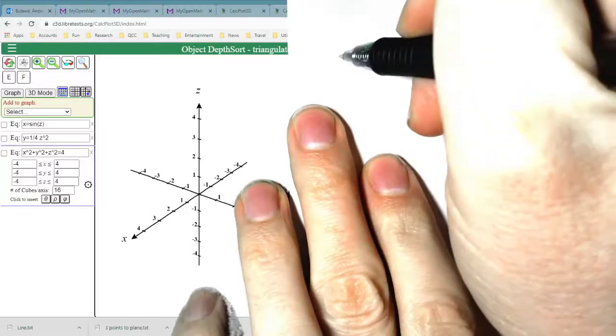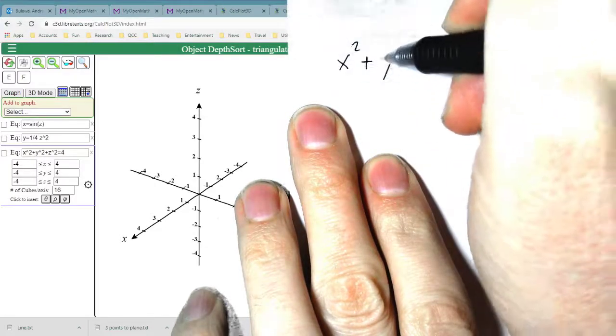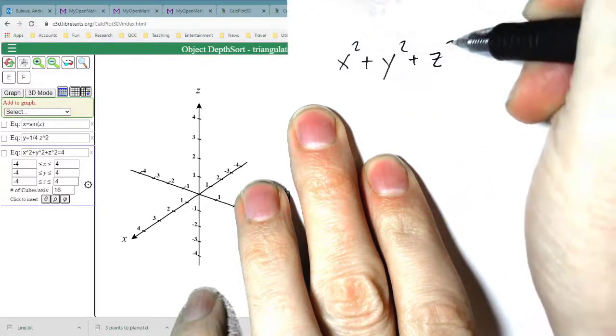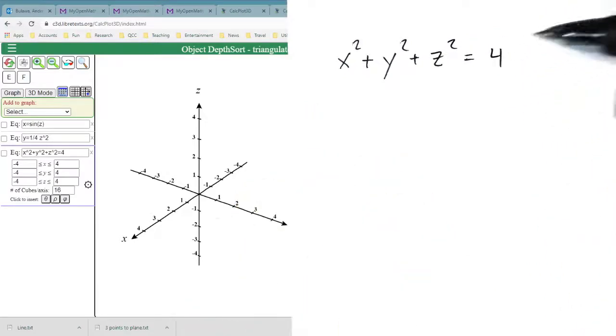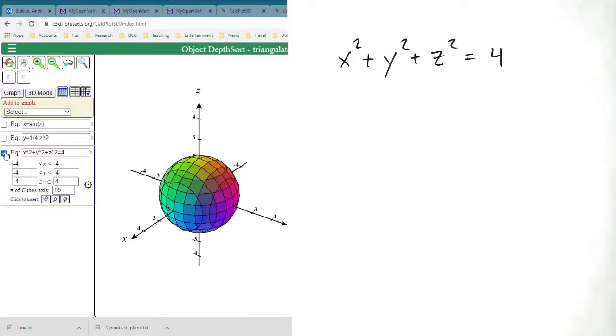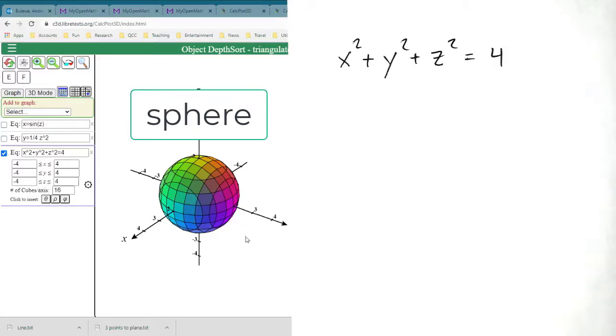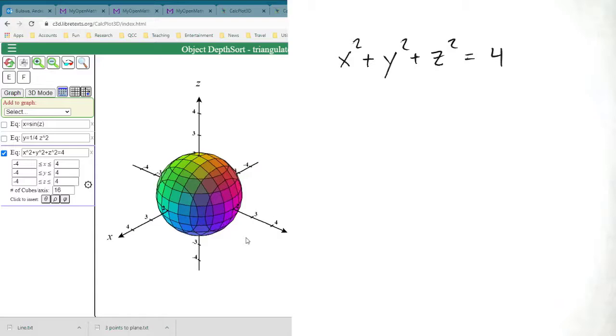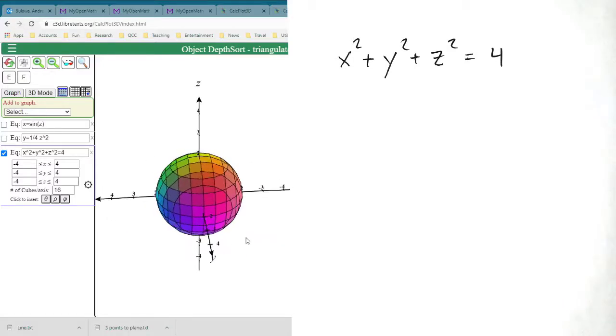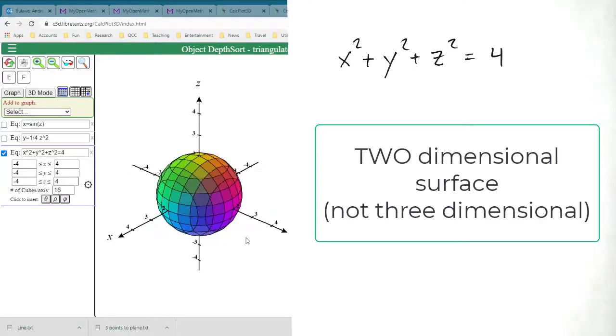Let me write this down and you can think about what this is going to be. Okay, x squared plus y squared plus z squared equals 4. What surface does that make? Well, if you recall, that is the equation of a sphere of radius 2. And so there it is. All right. And it is a three-dimensional surface.